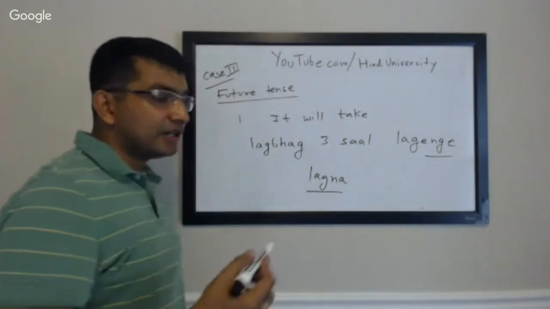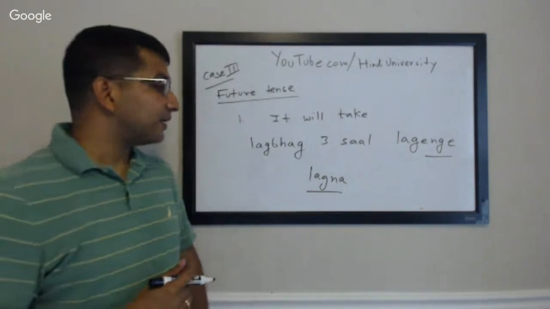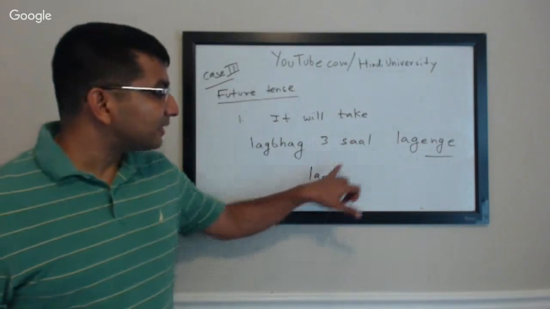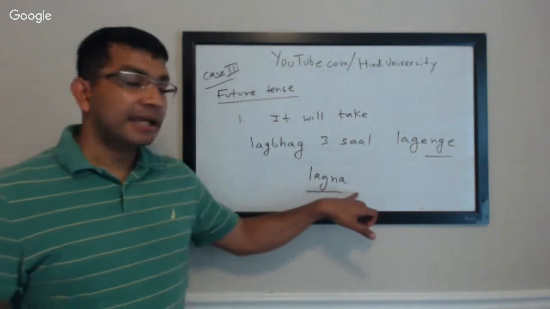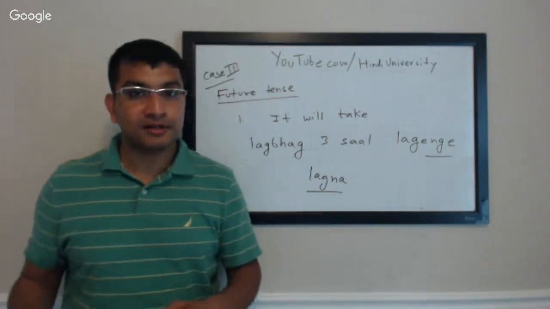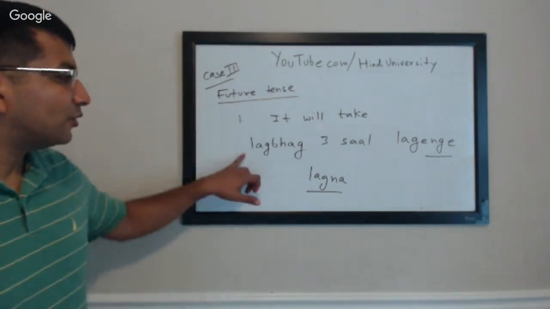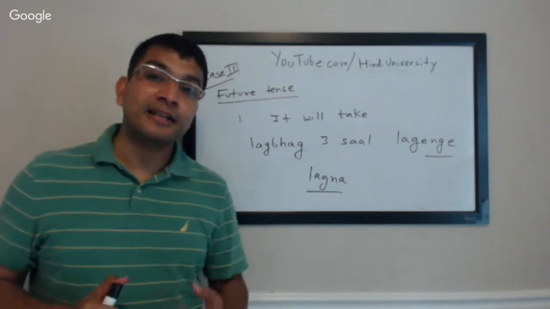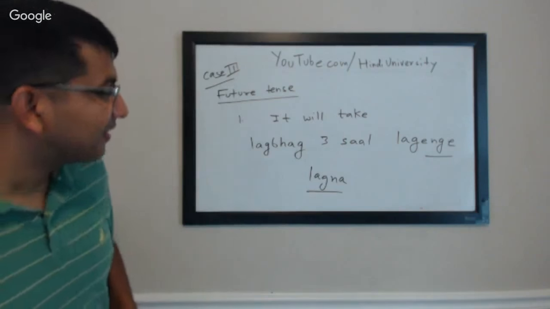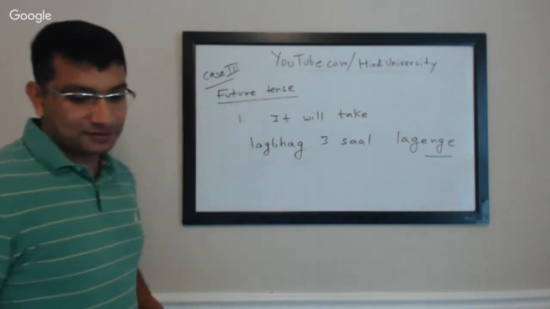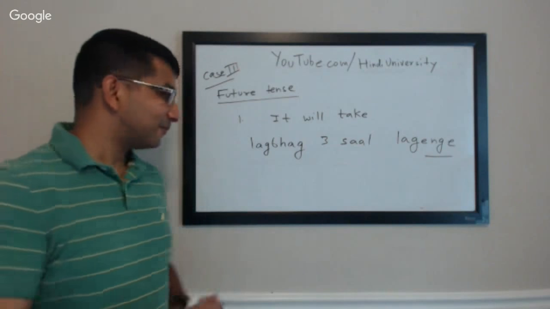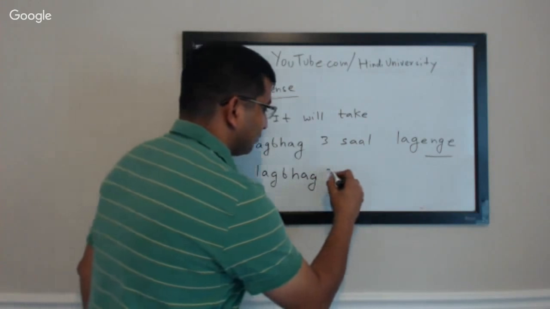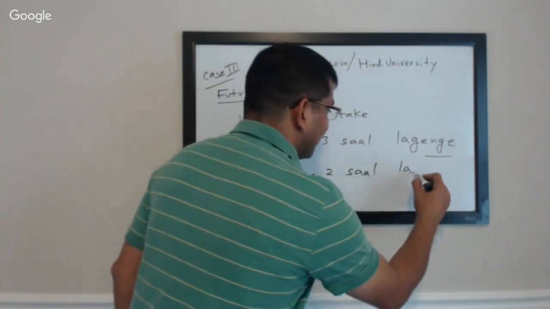Remember, it's the future indefinite. Khaunga, khaungi, khaenge. So for 3 saal it will be lagenge, because it's plural. Okay, you're telling me 3 saal lagenge. What about Spanish? Mujhe Spanish seekhne mein kitne saal lagenge? Lagbhag 2 saal lagenge.